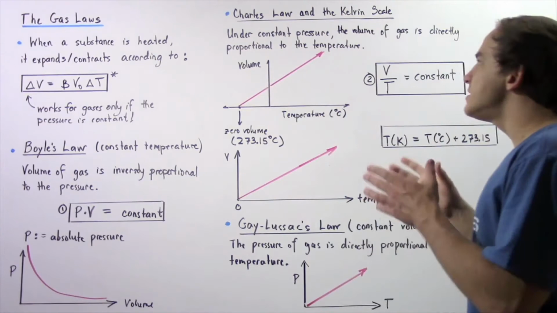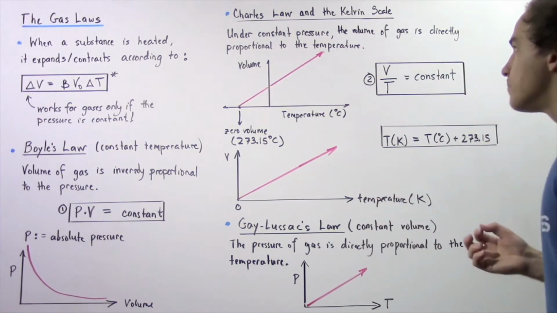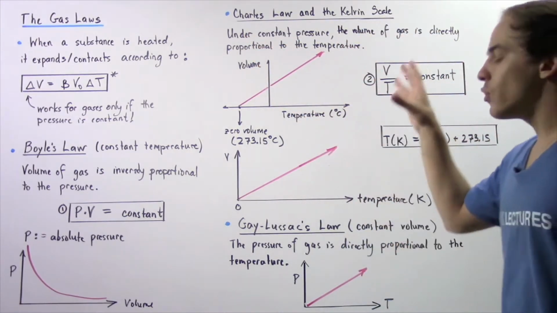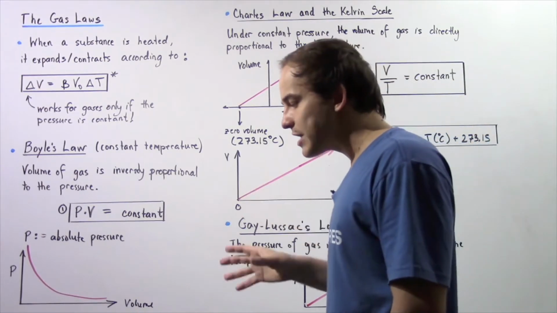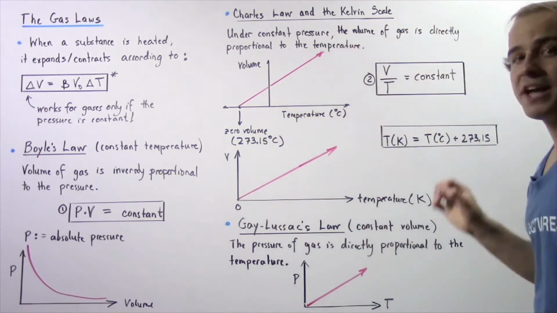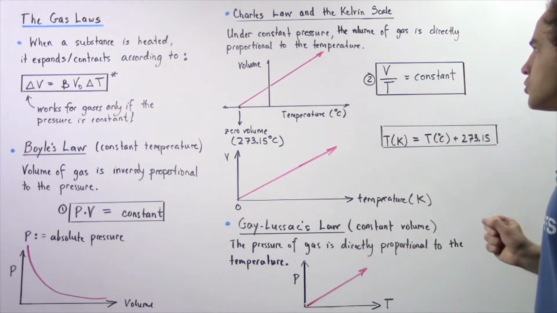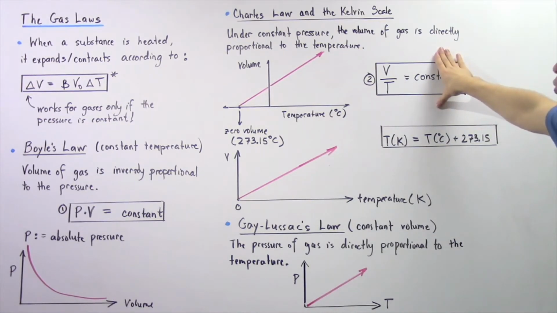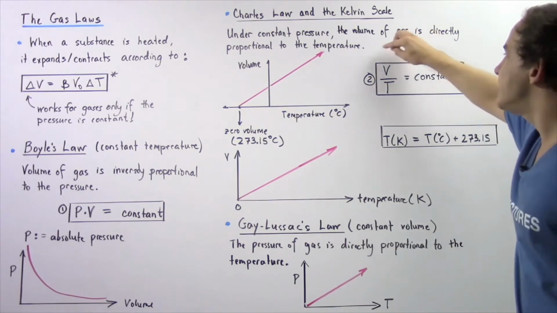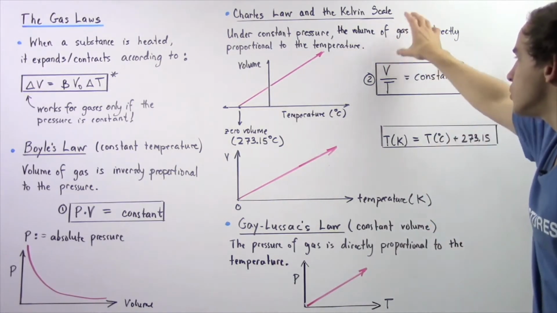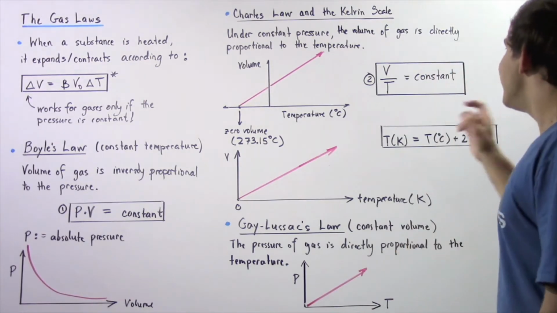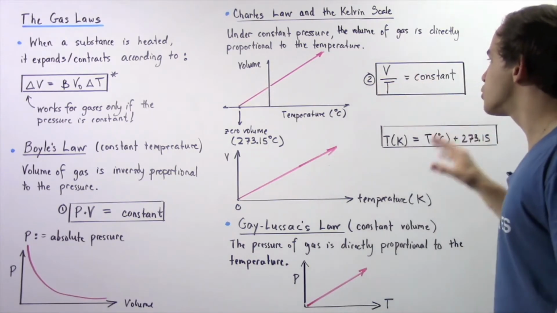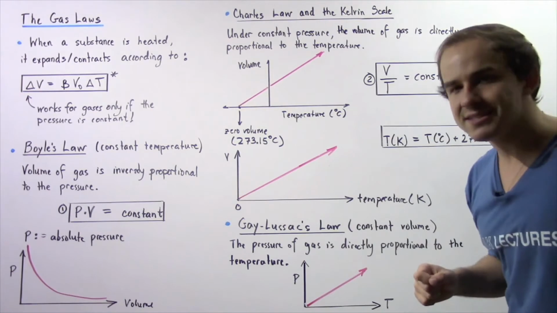So let's move on to the second law, which is known as Charles' law. Charles' law makes the assumption that our pressure is constant. So if the pressure is constant and if the pressure isn't too high, the volume of the gaseous system is directly proportional to the temperature. That relationship is given by the following equation, which states that the ratio of the volume to the temperature of our gaseous system is equal to a constant. So if we double the volume, we must double the temperature so that the ratio remains a constant.